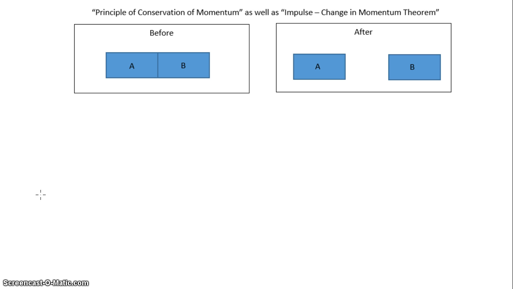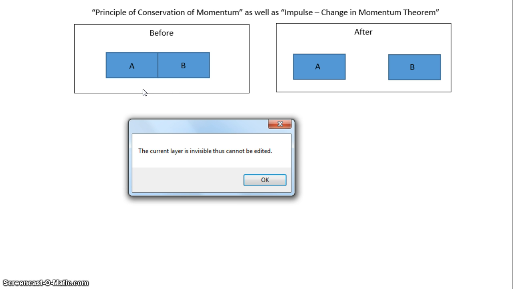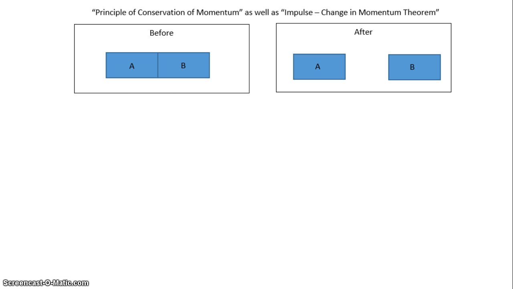We could talk about this type of event, where the two items start together. Let's suppose they're both at rest, and the explosion takes place. Now what if mass A is still greater than mass B? Well, you'd think that B is going to go to the right and A is going to go to the left, but I wonder which one's going to go faster as a result of the explosion taking place.